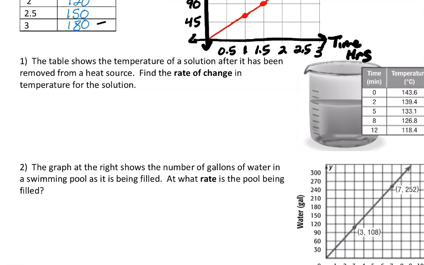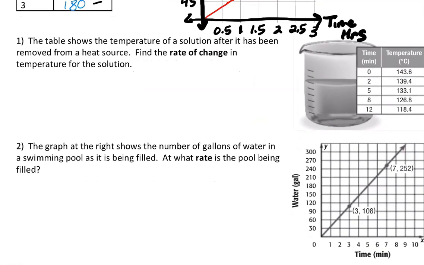Now the next question, we have a little table here. And it says the table shows the temperature of a solution after it's been removed from a heat source. Find the rate of change in the temperature for the solution. So to find the rate of change, we'll start with what the temperature was initially. It was at 0 minutes, it was 143.6. And then at the end, it was 118.4. So how much did it change?